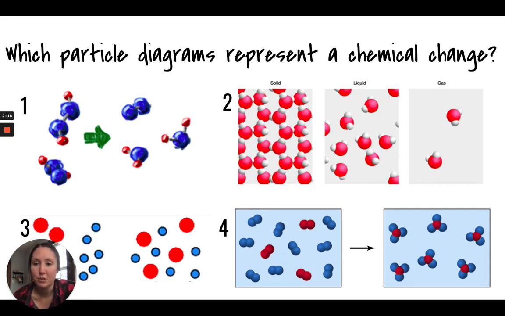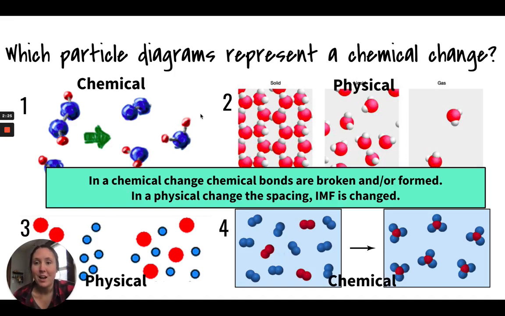So let's take a look and see if we can figure out which particle diagrams represent a chemical change. So take a moment to pause the video and see if you can figure it out. All right, diagram 1 is a chemical change, diagram 2 is physical, diagram 3 is physical, and diagram 4 is chemical.